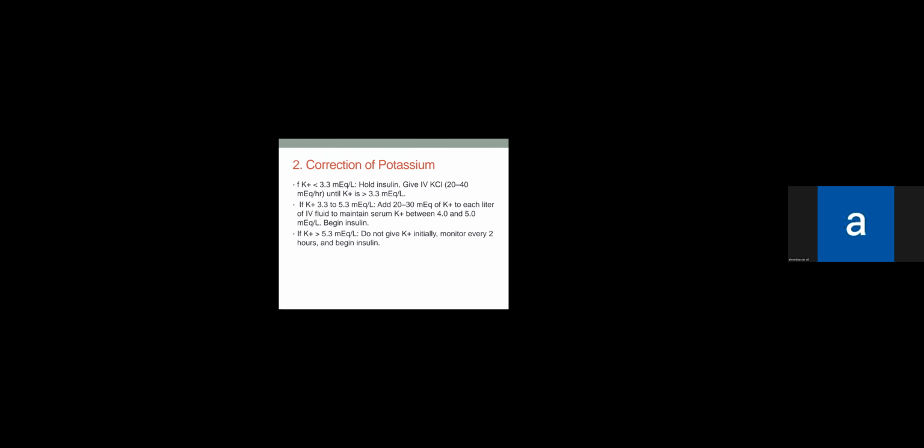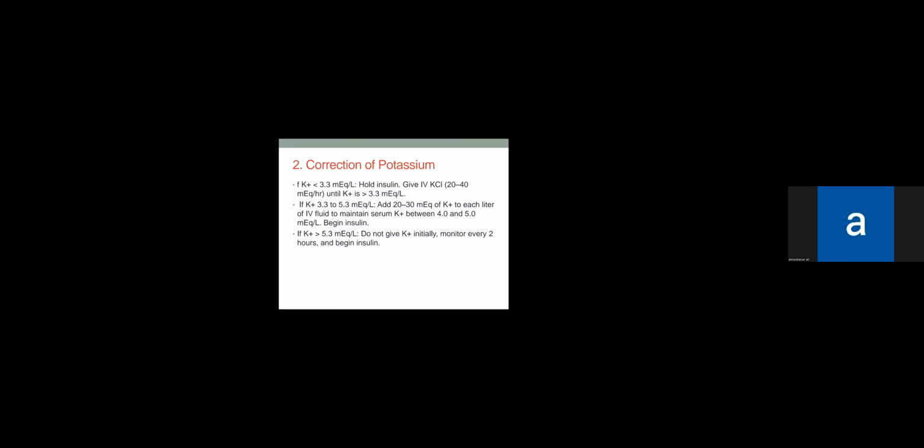Potassium correction rule. This is the second step in the management of hyperglycemic crisis. Osmotic diuresis drives substantial whole body potassium depletion. Although initial serum labs may appear normal or falsely elevated due to extracellular shift from severe acidosis, the introduction of insulin therapy will rapidly drive potassium back into cells, predisposing the patient to cardiac arrest from hypokalemia.